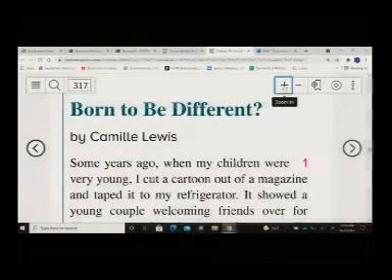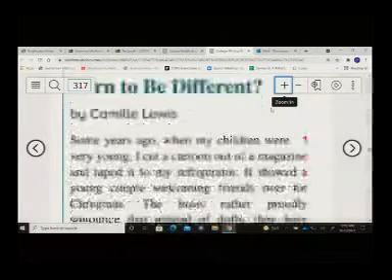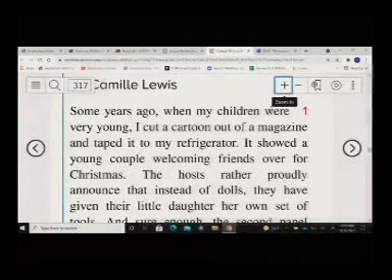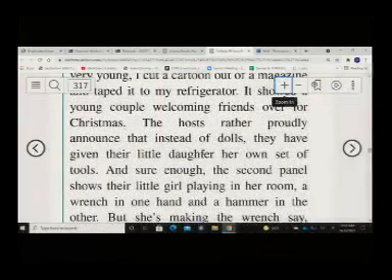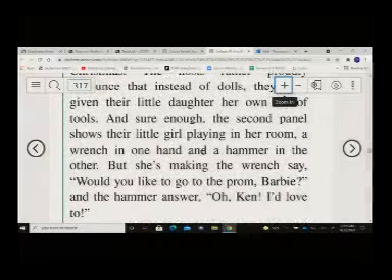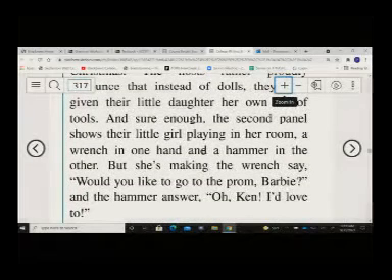Here we go. Some years ago, when my children were very young, I cut a cartoon out of a magazine and taped it to my refrigerator. It showed a young couple welcoming friends over for Christmas. The host rather proudly announced that instead of dolls, they have given their little daughter her own set of tools. And sure enough, the second panel shows their little girl playing in her room, a wrench in one hand and a hammer in the other. But she's making the wrench say, "Would you like to go to prom, Barbie?" And the hammer answered, "Oh, Ken, I'd love to."